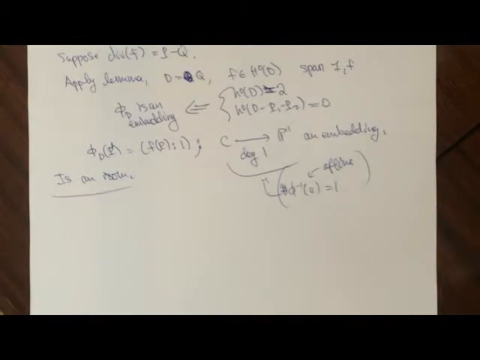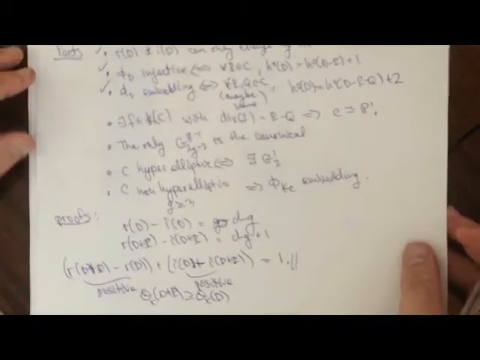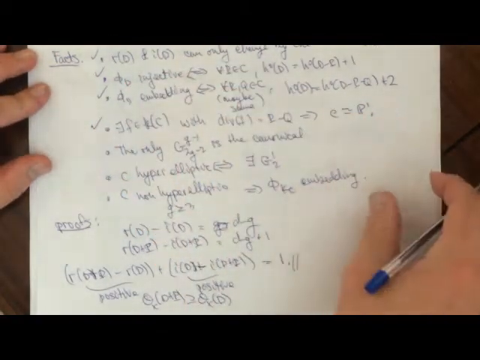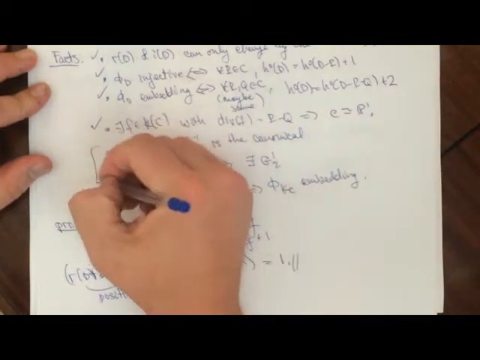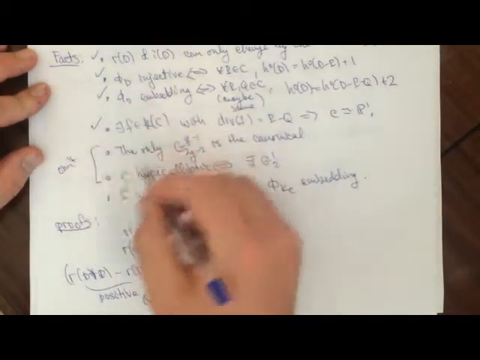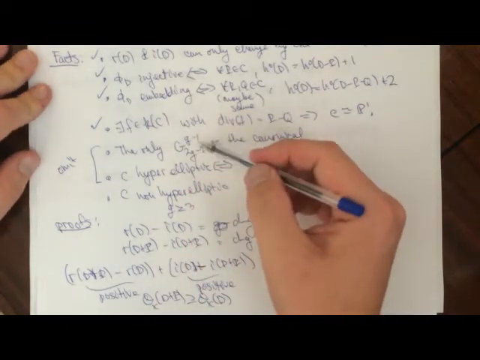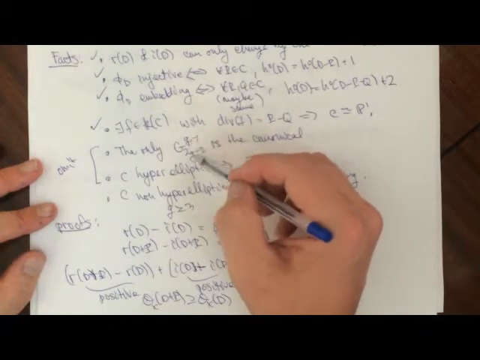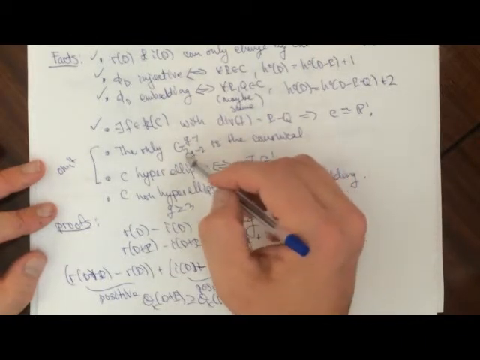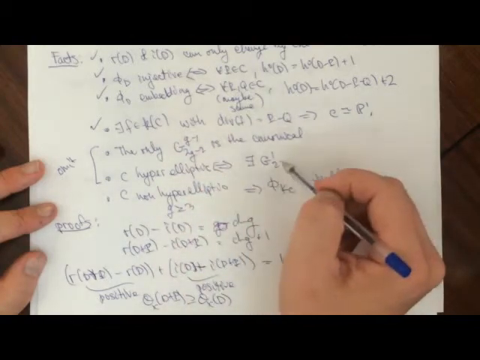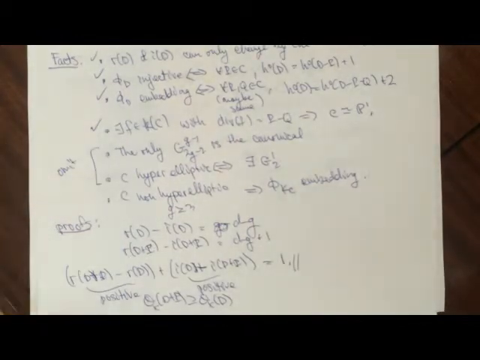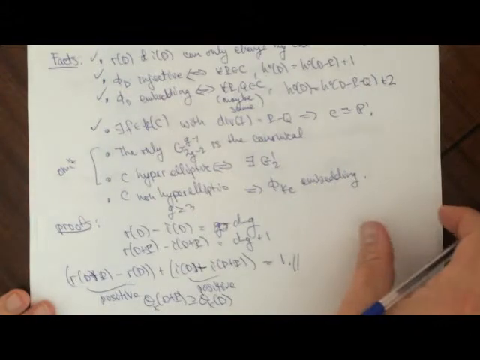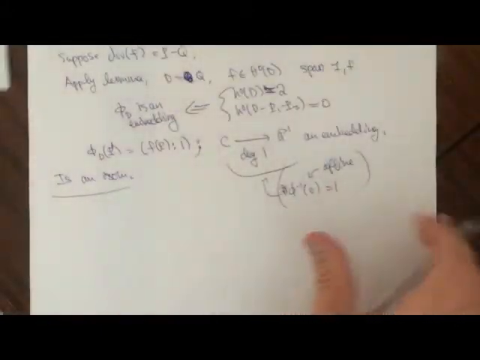Okay, so where are we now? So here we just did this. Okay, so these two, let's omit these. But it's a fact that the only g^r_d which has d = g minus 1 and r = g minus 2 is the canonical one, and that this is hyperelliptic. Okay, so let me just do this one real quick. So if C is not hyperelliptic, then it's an embedding.